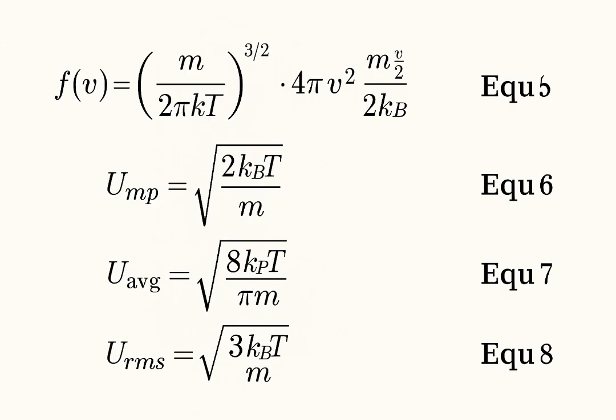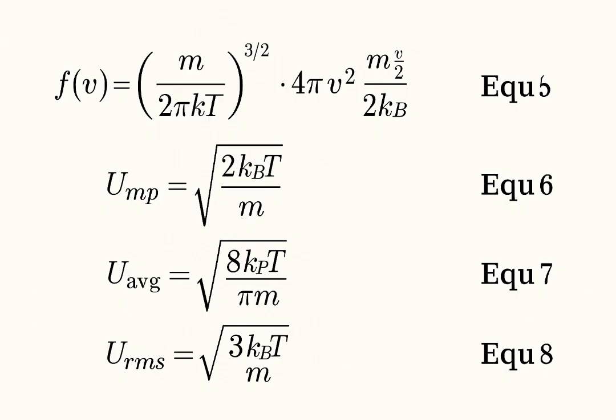2.3 Gas velocities. The Maxwell-Boltzmann distribution function describes the fraction of molecules with a particular speed in a gas at a given temperature. This gives the probability distribution of speeds, or velocities, of molecules in a gas. From this distribution, we can derive expressions for the most probable speed, average speed, and root mean square speed.